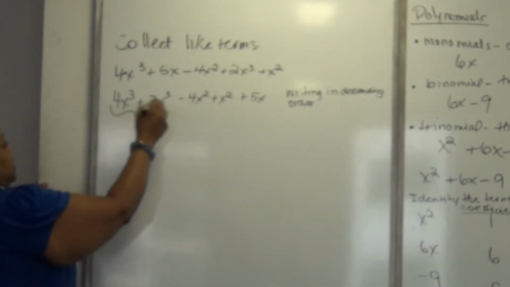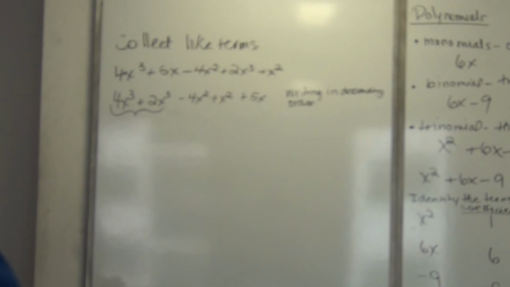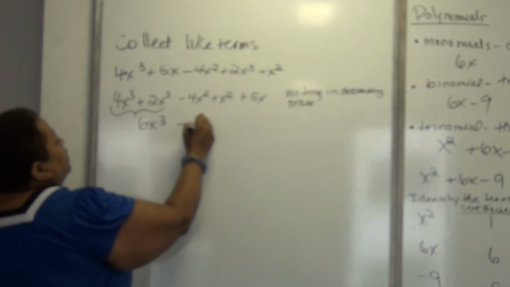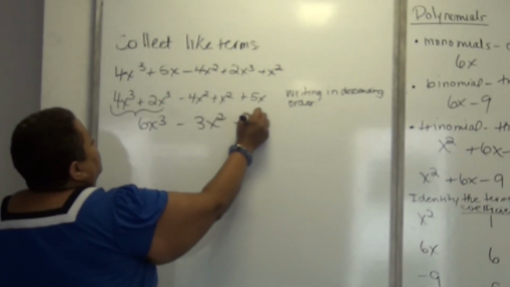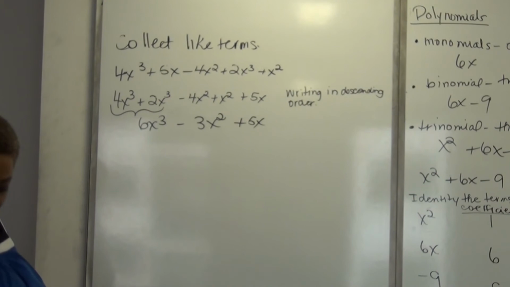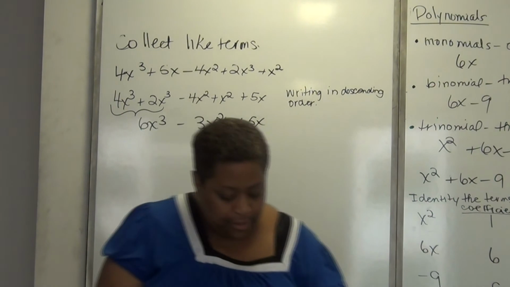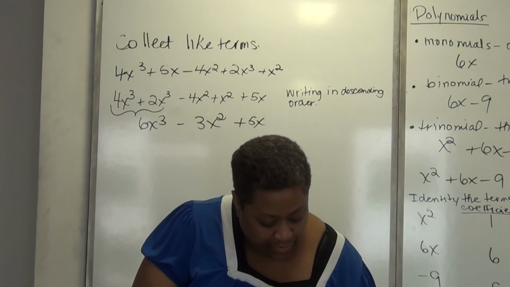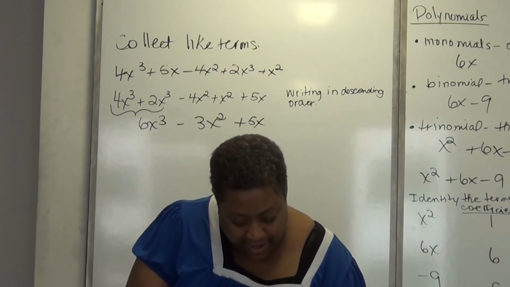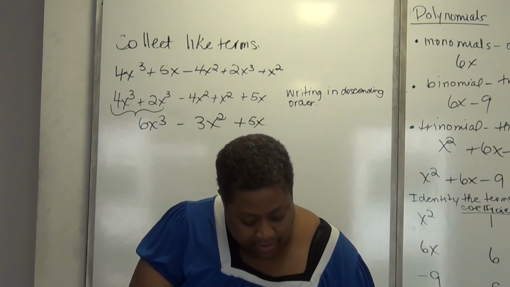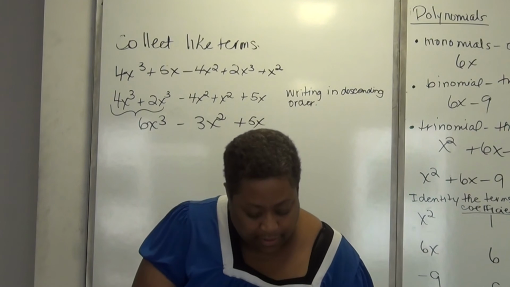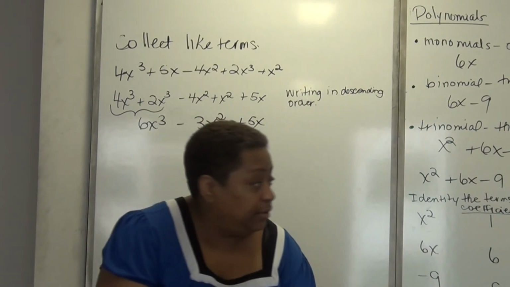So let's combine this. So this becomes what? 6x cubed minus 3x squared plus 5x. And we can't go any further with that because the terms are not alike. Okay, so we have done that. Collecting like terms. Now we get into the nitty-gritty, the real deal.